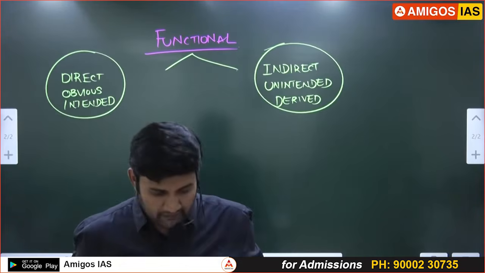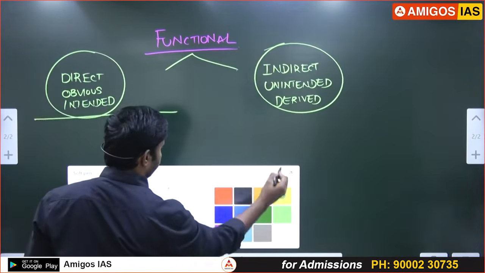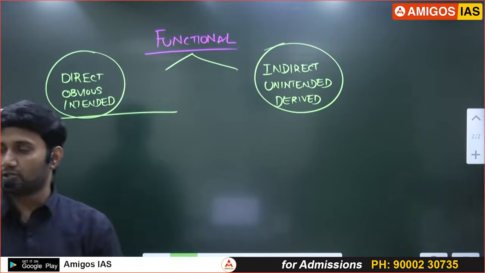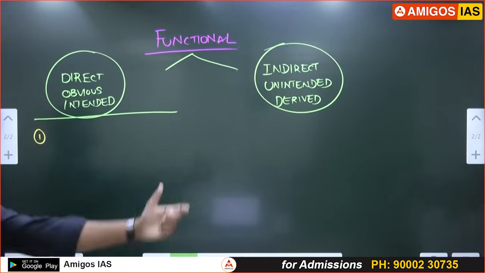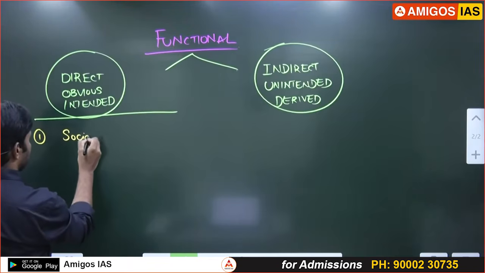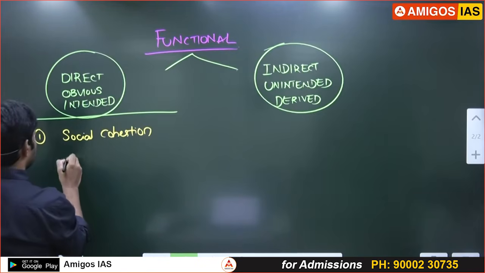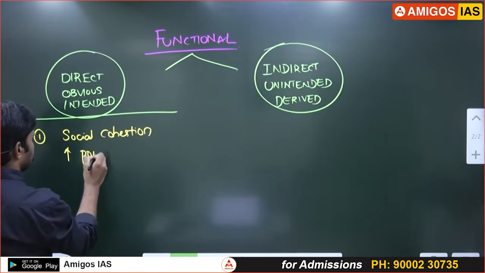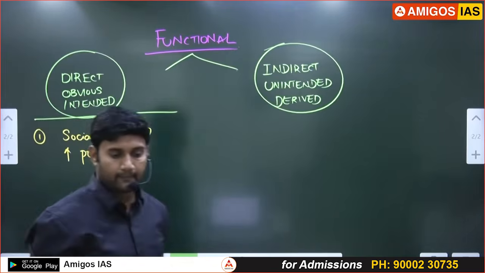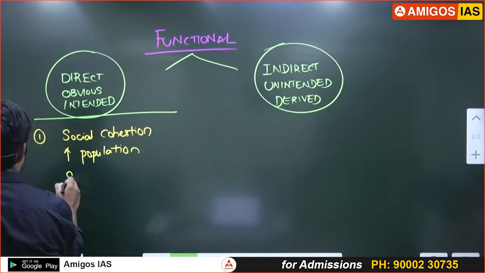So obvious functions, for example, of the social institutions or the social structural elements: the obvious function is maintaining social cohesion, increasing the population, socialization. What is socialization?